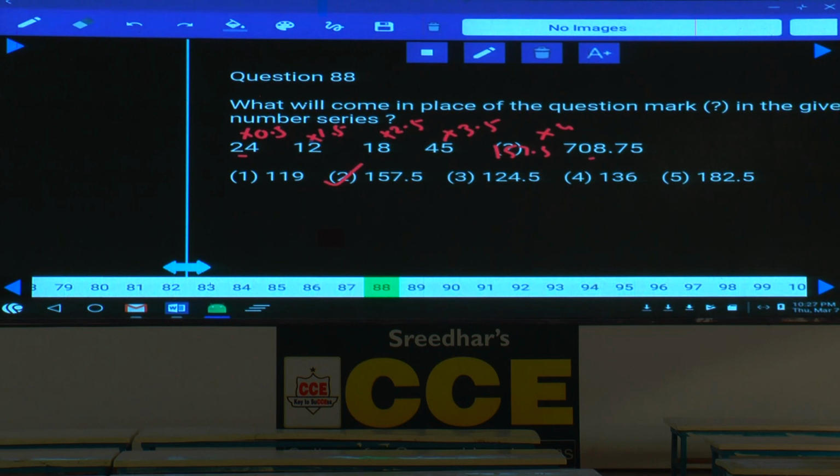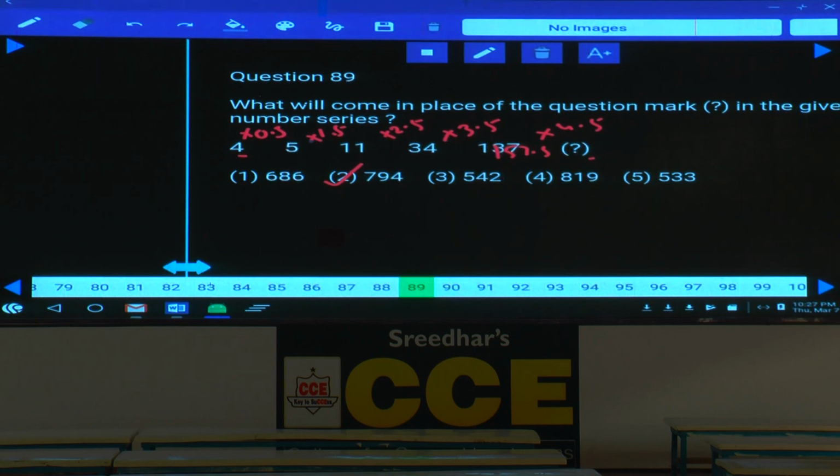157.5 into 4.5 will be 708. Now the given numbers are multiplied by 0.5, 1.5, 2.5, 3.5, 4.5 and so on. And this is about question number 88.